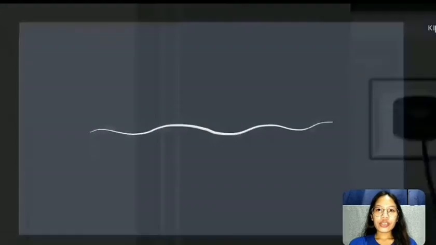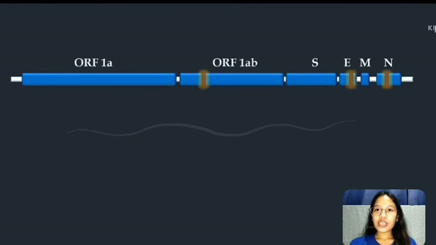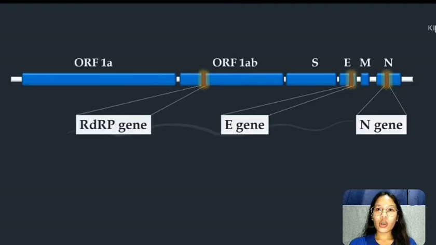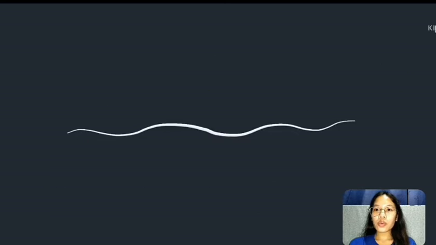Real-time RT-PCR is used for the detection of the new coronavirus 2019 by the amplification of target sequences in the RdRp gene, the E gene, and the N gene. The choice of target gene depends on the primers and the probe sequences.